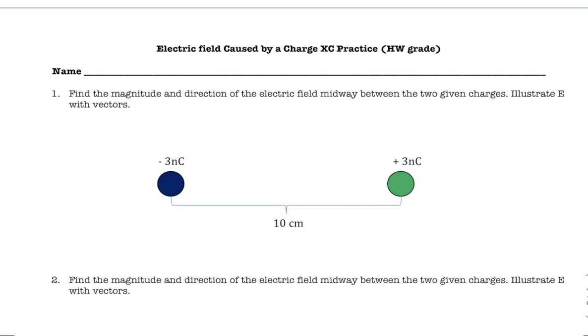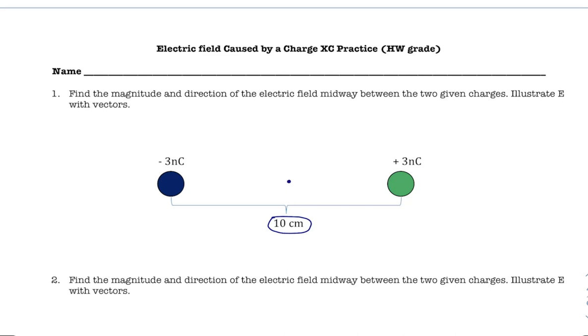So first off, you need to figure out where the midway is. If the two charges are 10 centimeters apart, as shown in the diagram, then my midway will be 5 centimeters from each. Then, once you've figured out your middle point, you're going to figure out, okay, so I have two charges. Let's look at the electric field caused by each one separately.